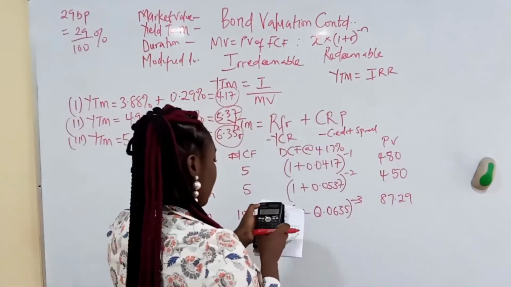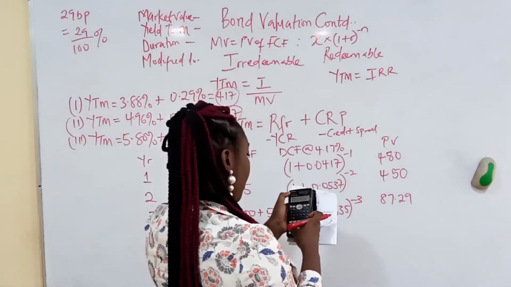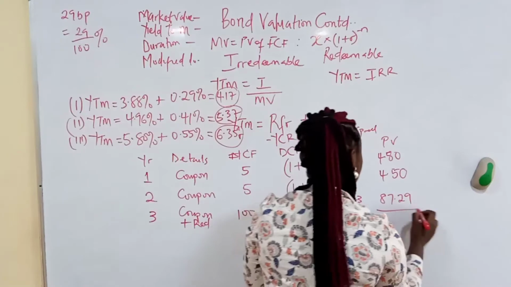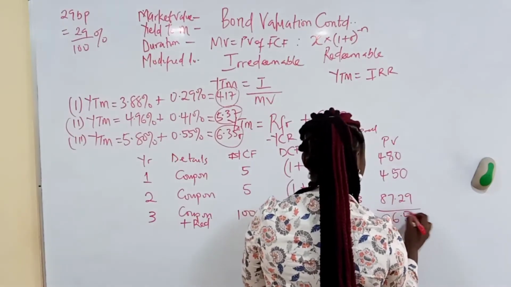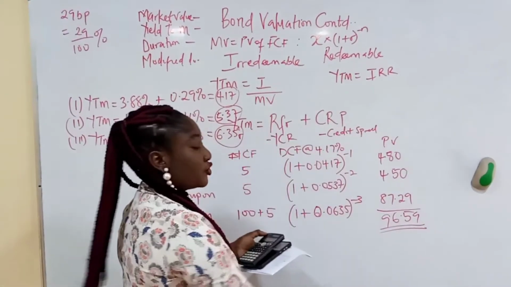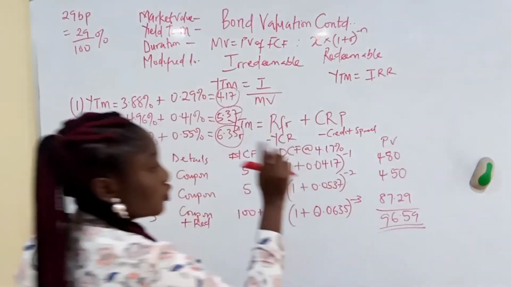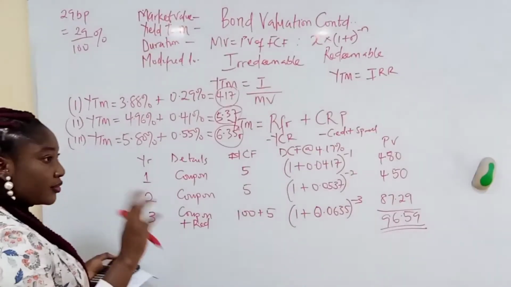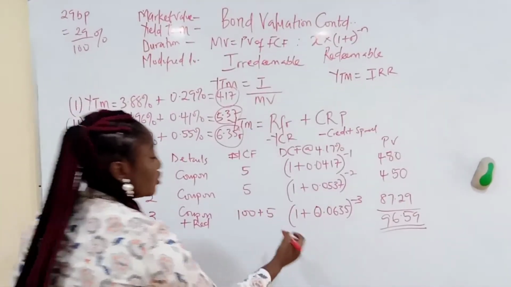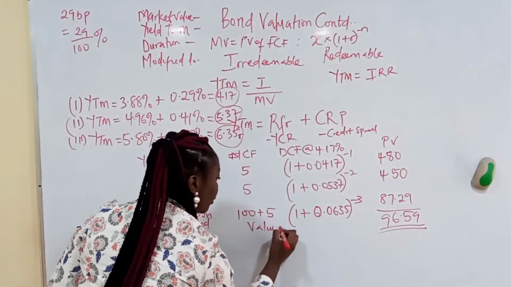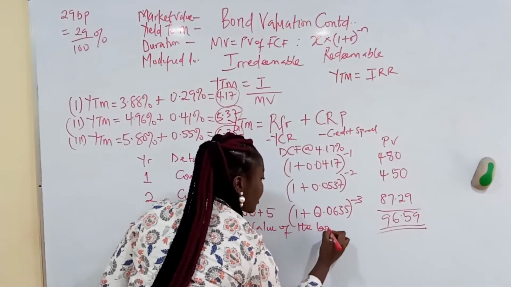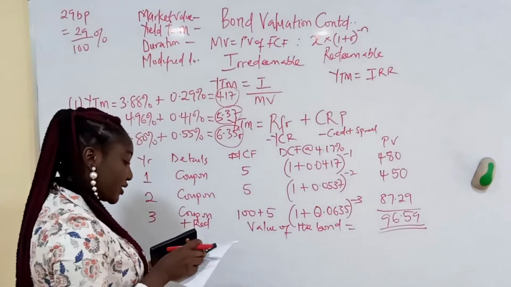So add it to 4.5 plus 4.8, that gives you 96.59. This is the market value of the bond. This is what the bond holder will pay to buy 100 naira face value of the bond. Do you understand? So this is the value of the bond, or what it is trading at in the market. So you have solved the key part.